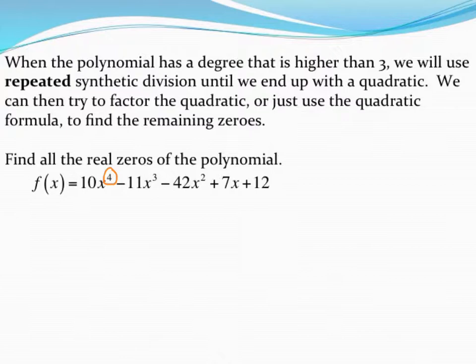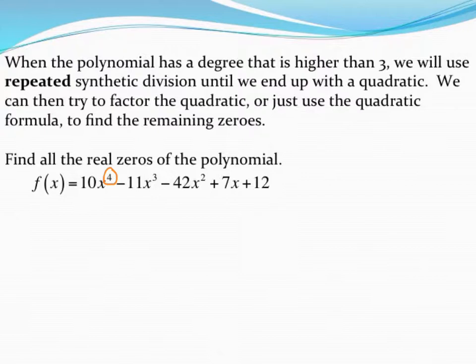So what we'll need to do is start by making our list, find as many as we can, and then use synthetic division to get this down to a quadratic. At that point, we can then find our remaining irrational or imaginary zeros. Let's start out with the rational roots theorem. We need to make a list of our possible rational zeros.